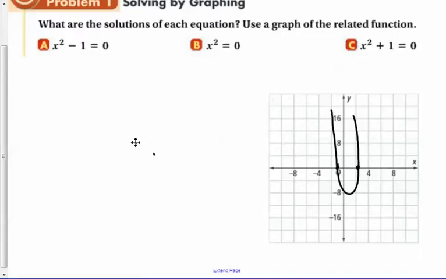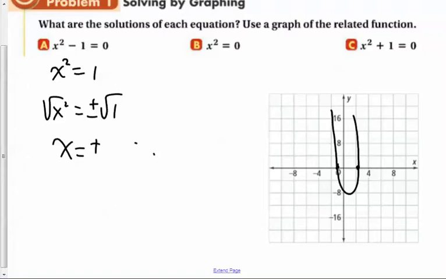Now, if we want to show you real quick, with this one, I can get the x squared alone by adding. So I go right here, and then how do I undo something that is squared? I take the square root. So when I take the square root, I got to take the plus and the minus. So x equals plus and minus 1. That's where we got the two zeros from. This guy right here is already x squared equals 0. If I take the square root of that, x is 0.